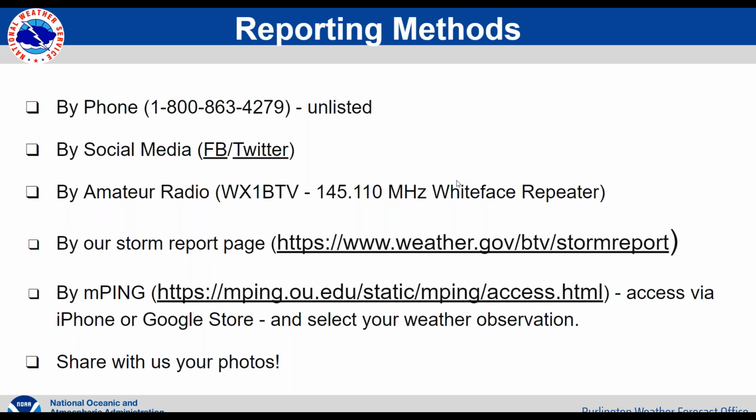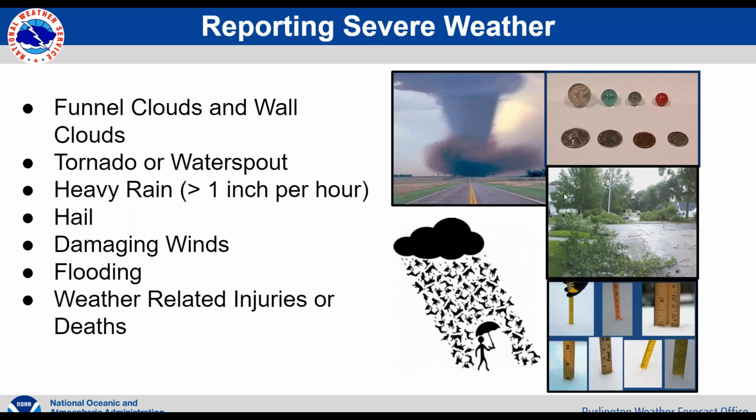We have a storm report page, a special designated page for that, and there is an app for that too. If you go to the iPhone or Google Store and download the mPING app, you can select your weather observations using the location data on your phone. And we enjoy when we see your photos. They help us lay eyes on what you're seeing and provide several expert eyes on the type of weather you might report. That weather includes funnel clouds and wall clouds.